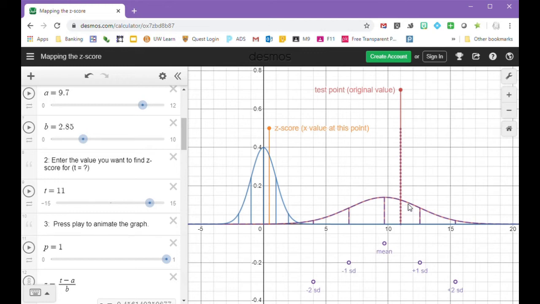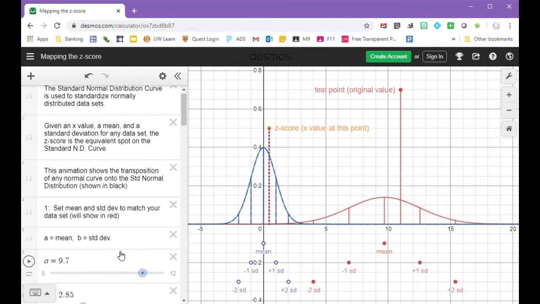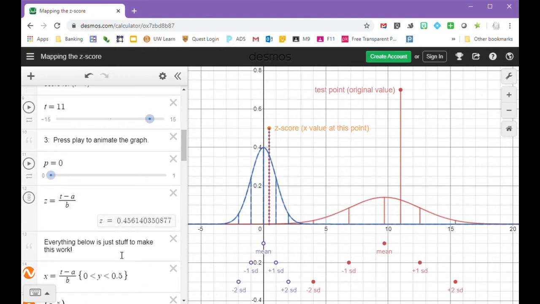So I don't know exactly what the z-score is, but if I use my z-score formula and I morph it over here, I can see where my z-score is. Does it say what my z-score is? Yes, my z-score is 0.456, which makes sense. It's almost halfway between the 0 and the 1. Okay, I will post the link to this demo, and you can play around with this. I think it would be really helpful when you're looking at questions to help visualize what's going on. Okay, all right, let's go back to the notes.